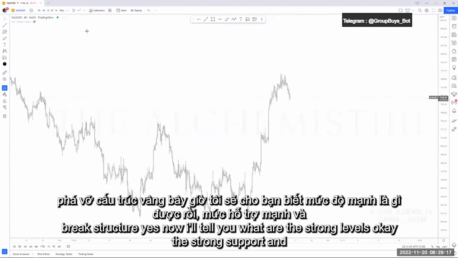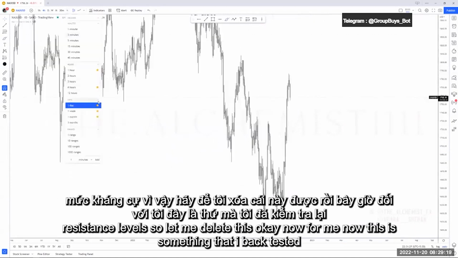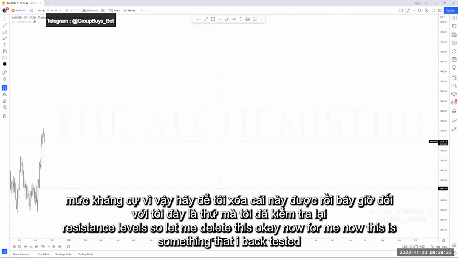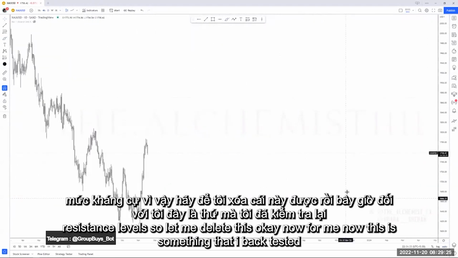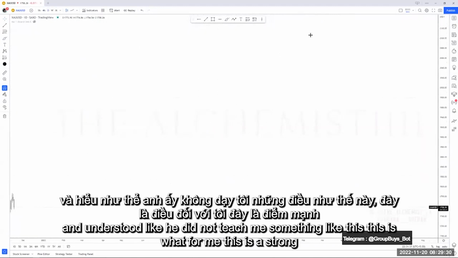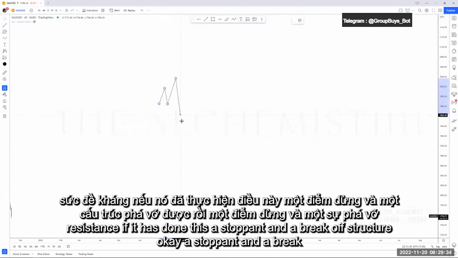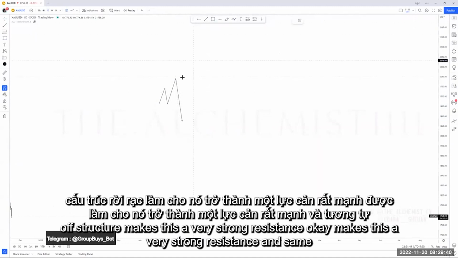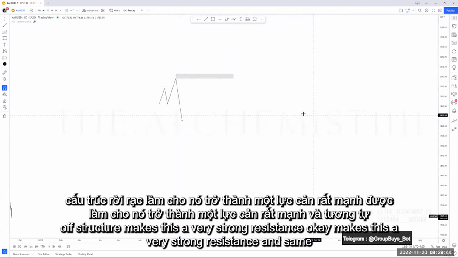Now I'll tell you what the strong levels are, the strong support and resistance levels. So let me delete this. Now, this is something that I backtested and understood. He did not teach me something like this. For me, this is a strong resistance if it has done this: a stop hunt and a breakout structure. A stop hunt and a breakout structure makes this a very strong resistance.